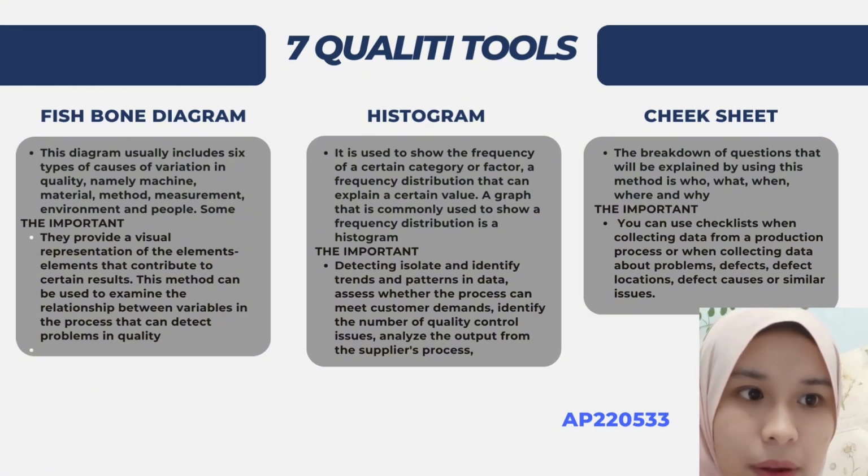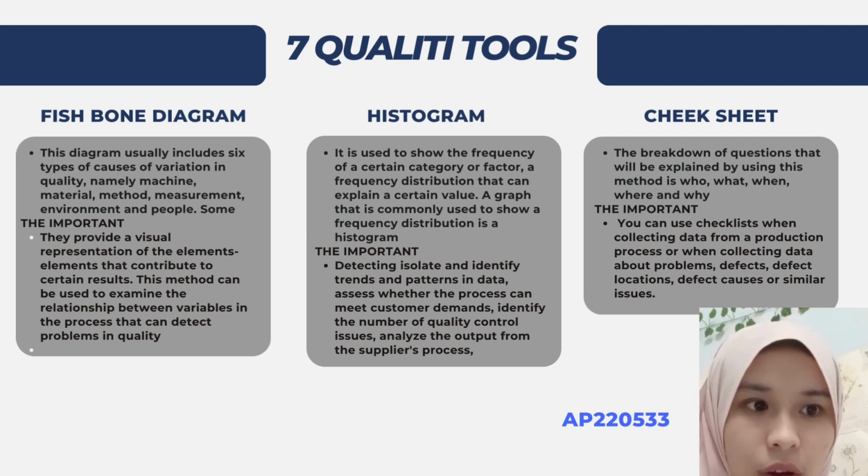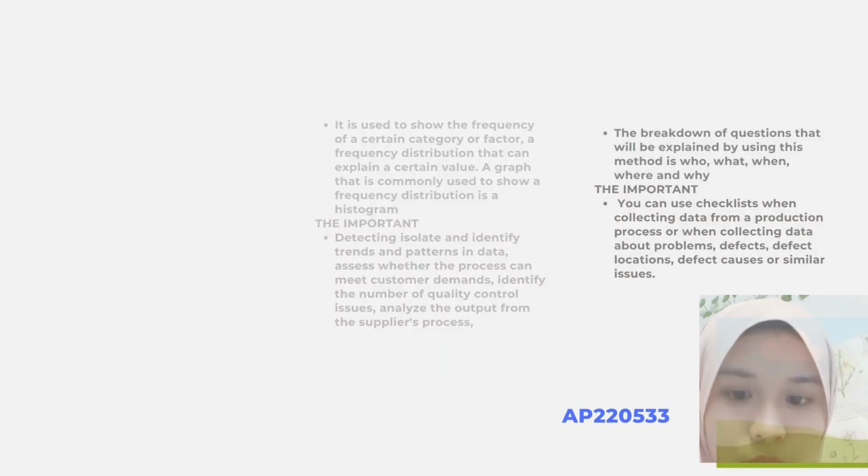The breakdown of questions that will be explained by using this method is who, what, when, where, and why. The importance is that you can use checklists when collecting data from a production process or when collecting data about a problem, defect location, and defect cause of similar issues.